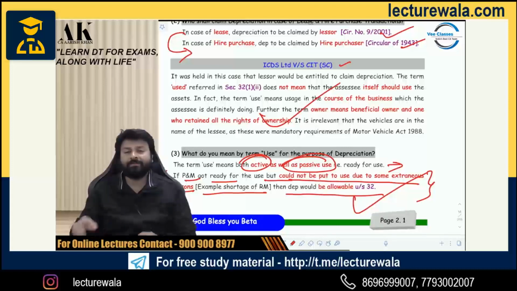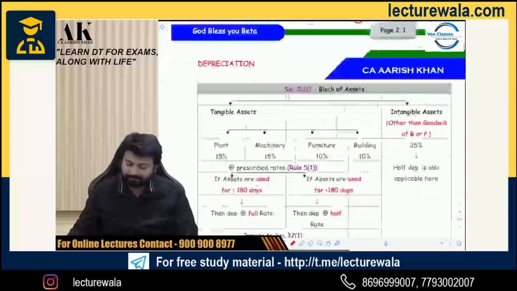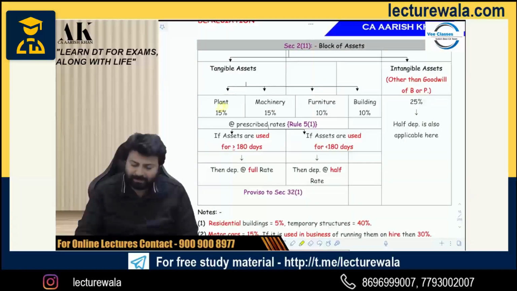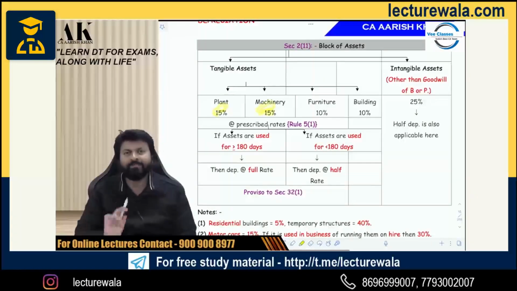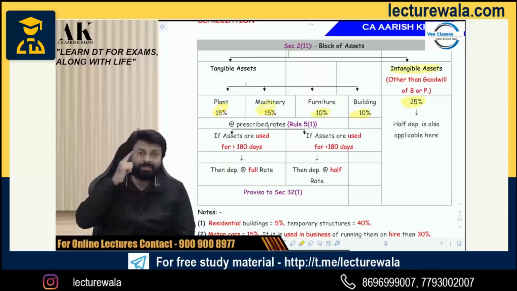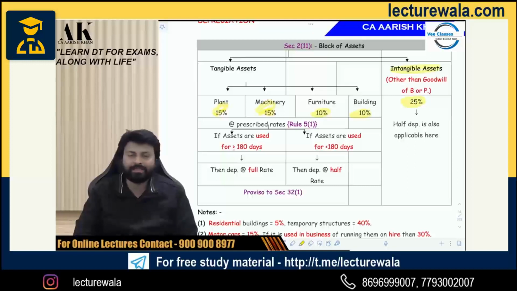So what are the rates of depreciation for that? We'll see that. By default, if nothing is mentioned in the exam, then plant and machinery will be depreciated at 15%. If nothing is mentioned, then furniture will be depreciated at 10%. And if nothing is mentioned, then building will be depreciated at 10%. And intangible assets will be depreciated at 25%. You have to keep these rates in your mind. They will not give you these rates in the exams. You have to learn them by heart.